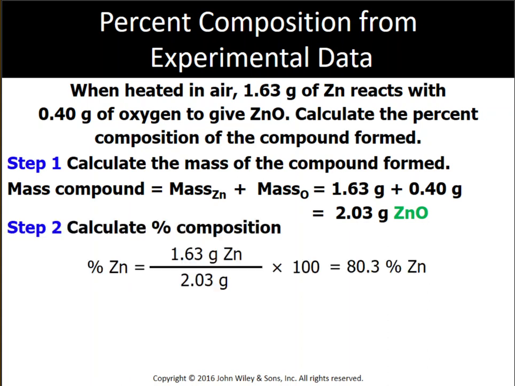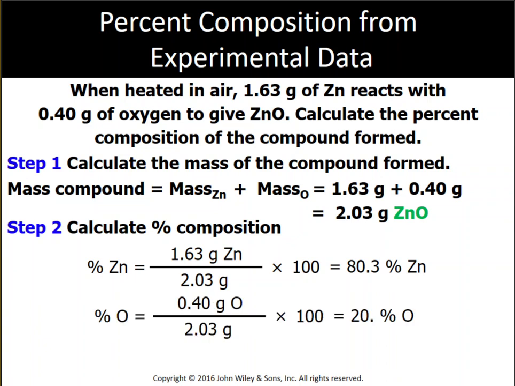Now to find the percent composition of zinc, that's the mass of zinc, which is 1.63 grams, over the total mass, which is 2.03 grams, which is 80.3% zinc. Now percent composition of oxygen, that would be the mass of oxygen, which is 0.40 grams, divided by the total mass, which is 2.03 grams, times 100. That gives you 20% oxygen.